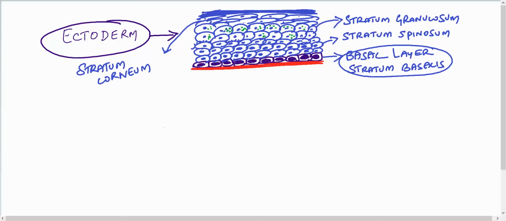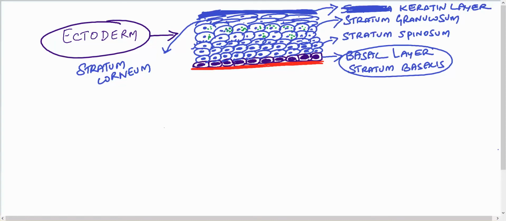The protein layer, where the cells die and form this layer, is called stratum keratin. Actually they call it a keratinized layer, the keratin layer. Okay, so these are the cells which come from the ectoderm during embryogenesis.